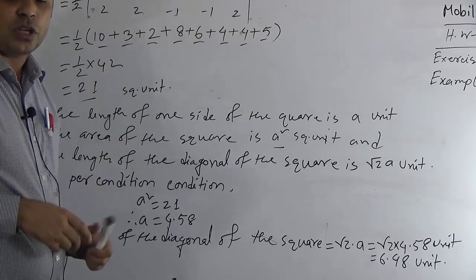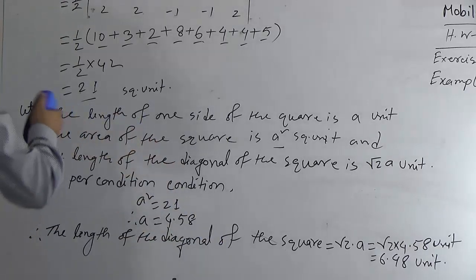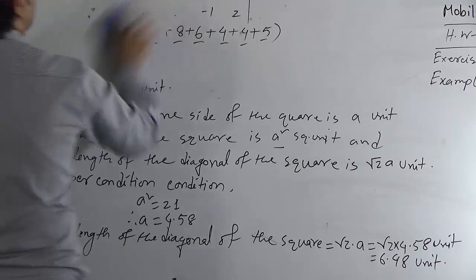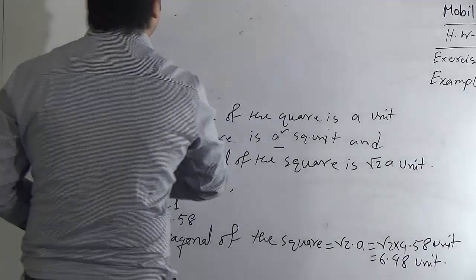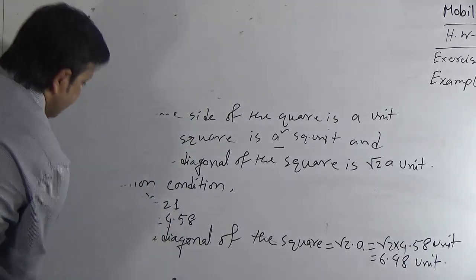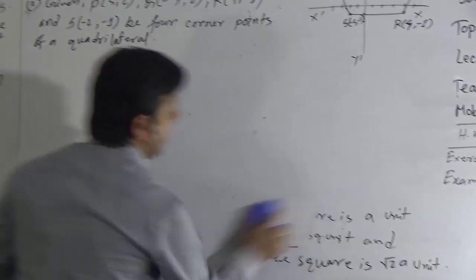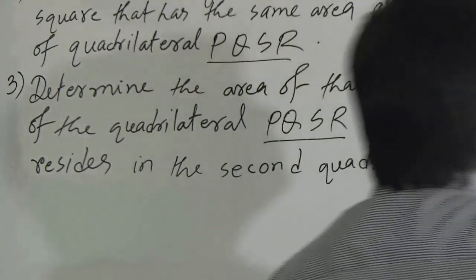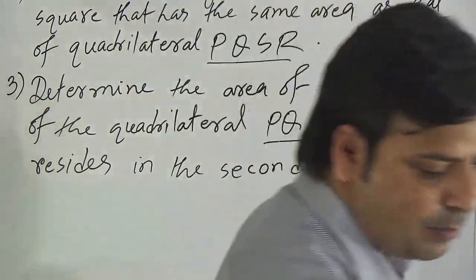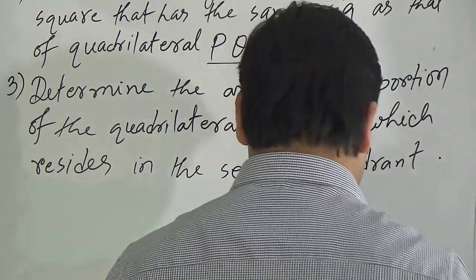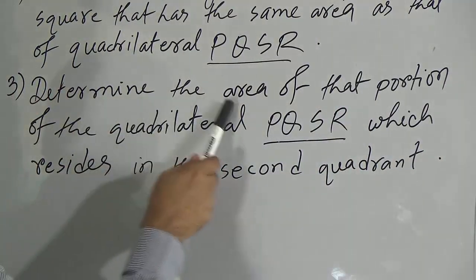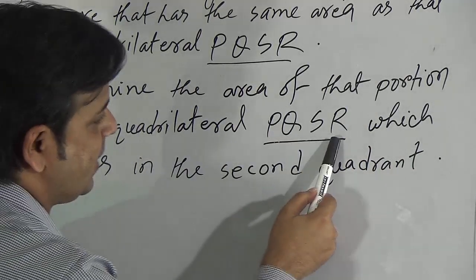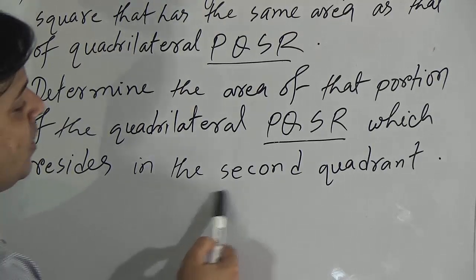I hope you have understood the solution of question 2. Now I will solve question 3. For question 3 also we have to write the given points and we have to draw the figure. So I will not erase the given information and the figure. Dear students, so see question 3. What is question 3 here? Question 3 I am going to solve now. Determine the area of that portion of the quadrilateral PQSR which resides in the second quadrant.